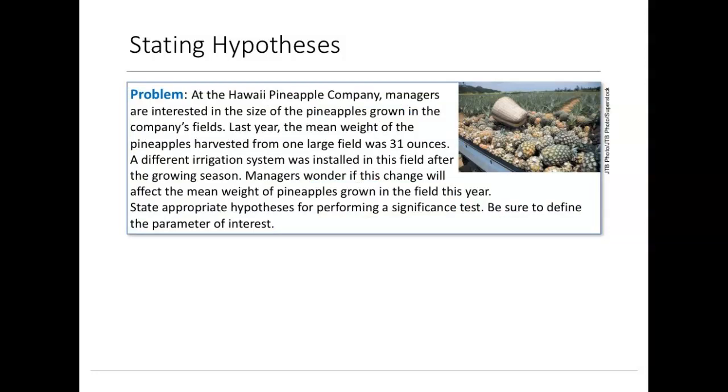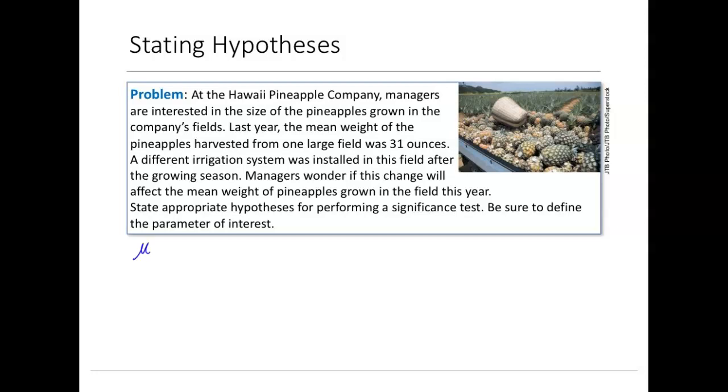All right, so let's practice just stating hypotheses. So at the Hawaii Pineapple Company, managers are interested in the size of the pineapples grown in the company's fields. Last year, the mean weight of pineapples harvested from one large field was 31 ounces. A different irrigation system was installed in this field after the growing season. Managers wonder if this change will affect the mean weight of pineapples grown in the field this year. State the appropriate hypotheses for performing a significance test. Be sure to define the parameter of interest. So that's the first thing we're going to do is define the parameter of interest.